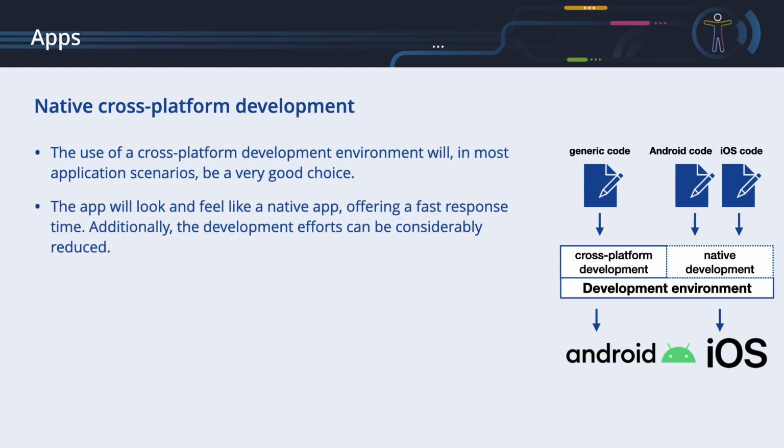The use of a cross-platform development environment will, in most application scenarios, be a very good choice. The app will look and feel like a native app, offering a fast response time. Additionally, the development efforts can be considerably reduced. In the following chapters, we will take a closer look at how to improve the accessibility of apps using the different development approaches: native iOS, native Android, and cross-platform development.